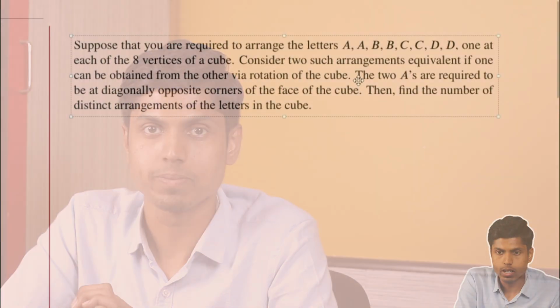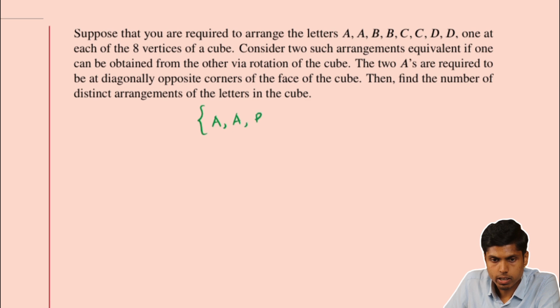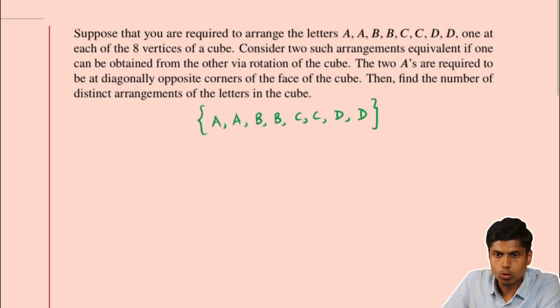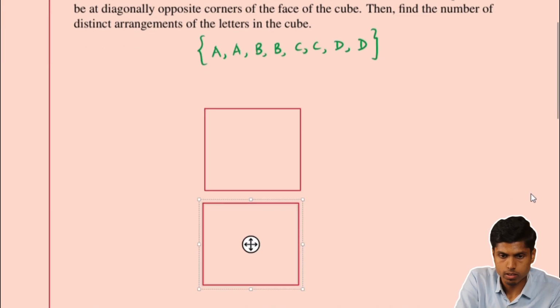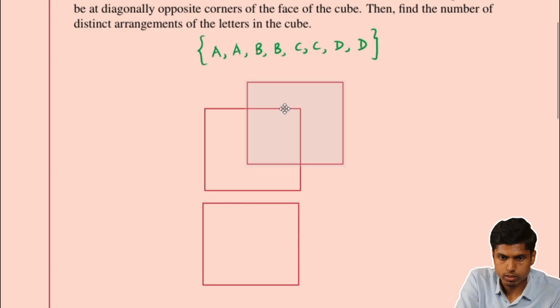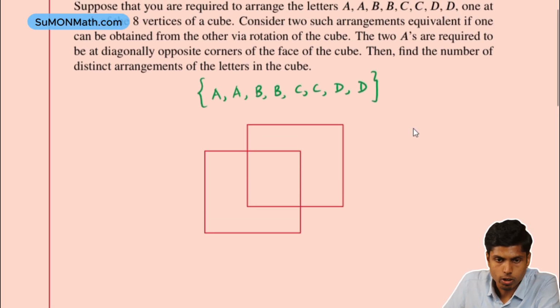And let's get started. So, here is the question we are trying to solve. You are given the letters AA, BB, CC, and DD. Let us construct a cube now. This is the front face, and let's consider this as the back face. And you have the lateral sides. Let's color it with blue.